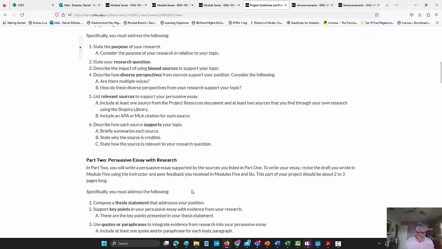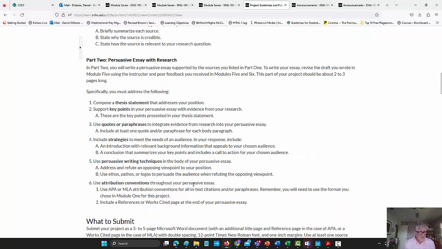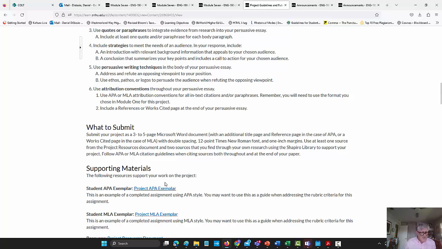And then we get to the essay. And again, we know the basics of the thesis statement, using quotes, including your strategies. But what I want to focus here is that the paper should be a minimum of 3 pages, not including a title page or the reference page. 3 to 5 pages of body text. And then, of course, it should follow all of the format of your chosen style, APA or MLA.